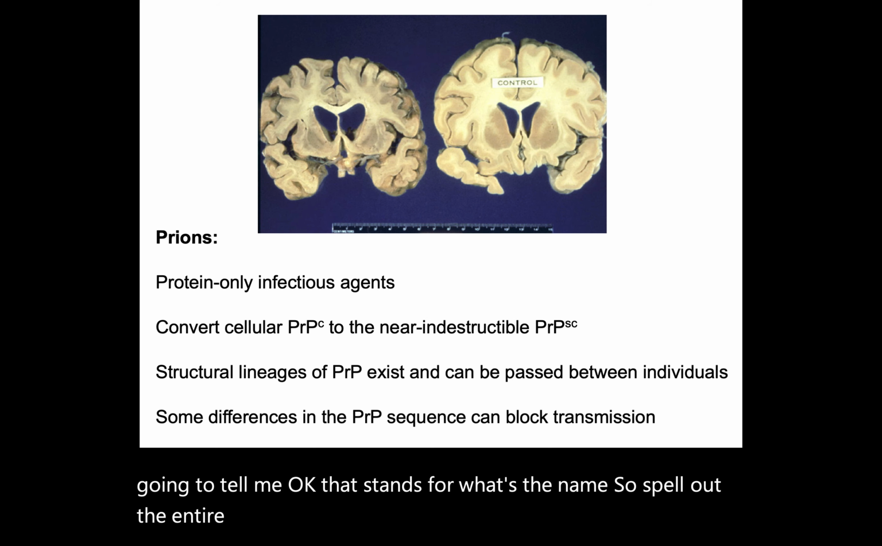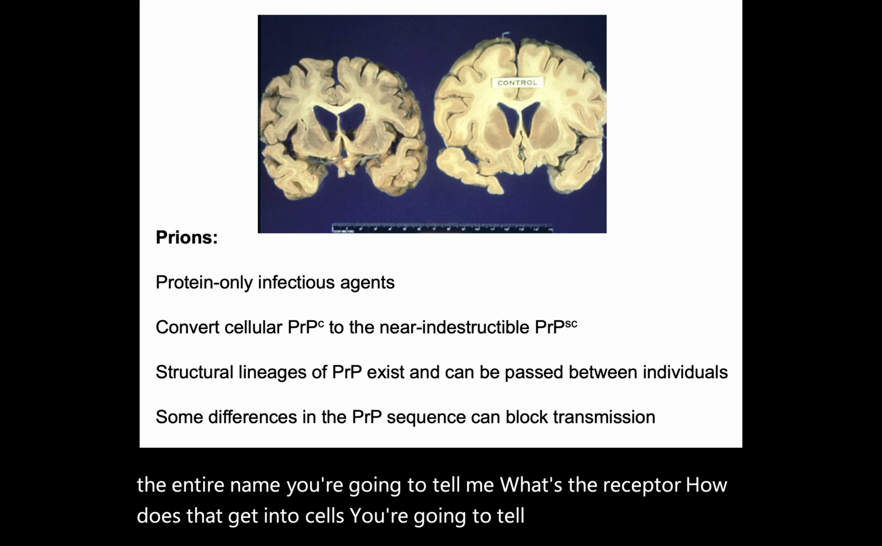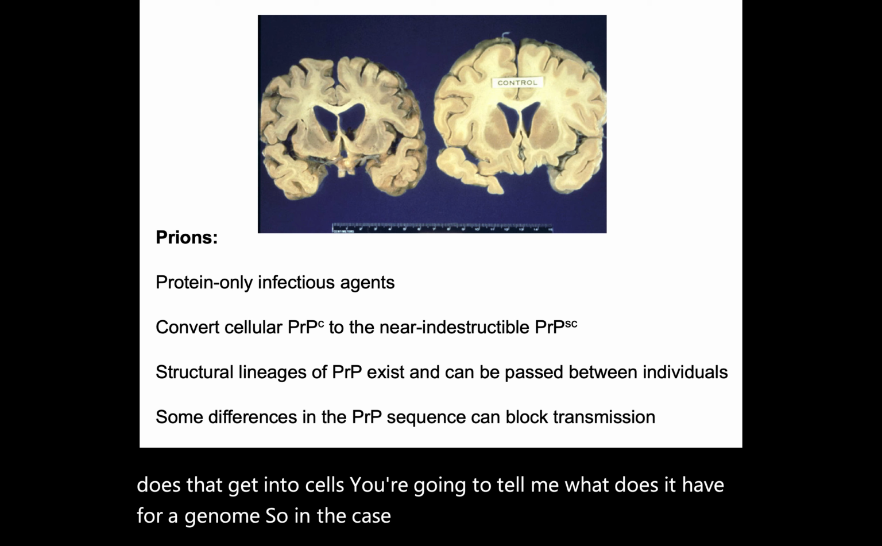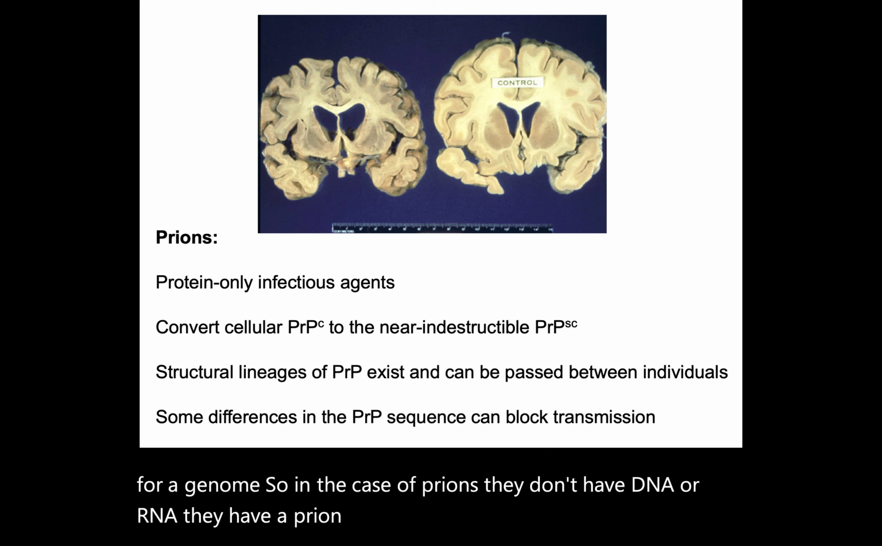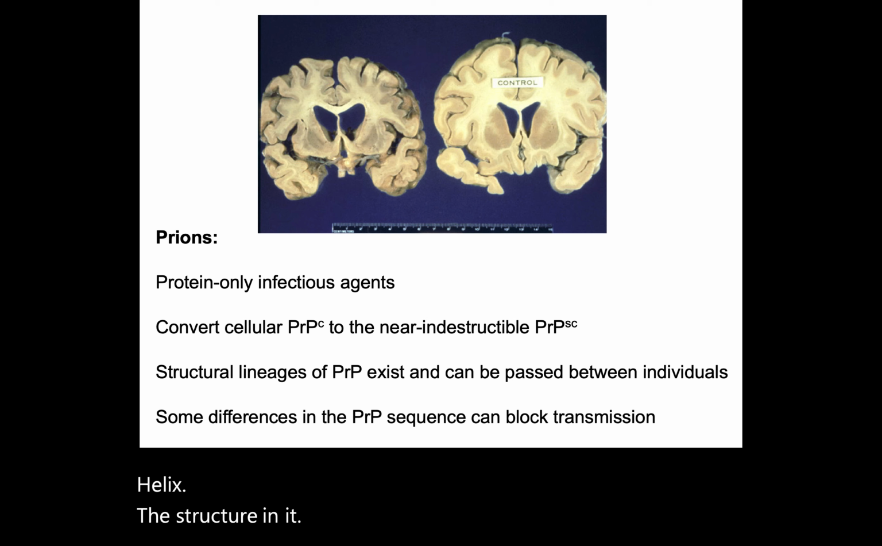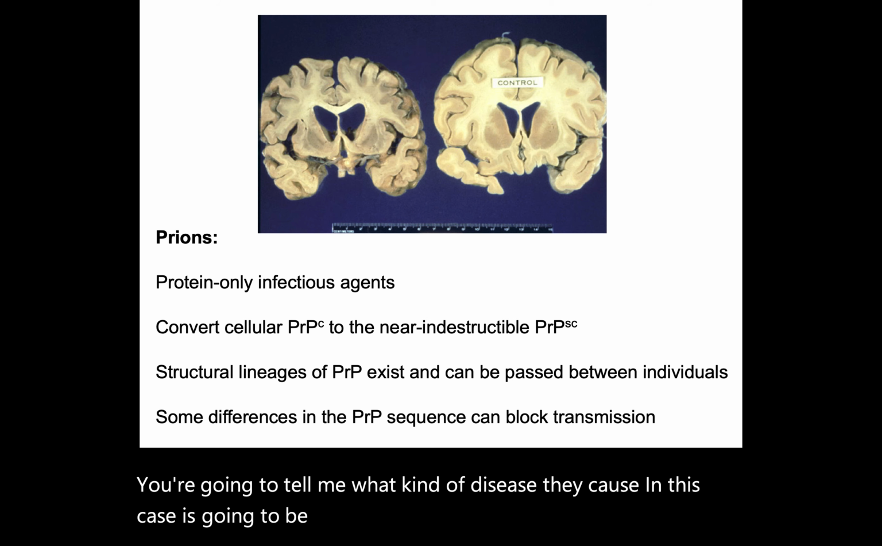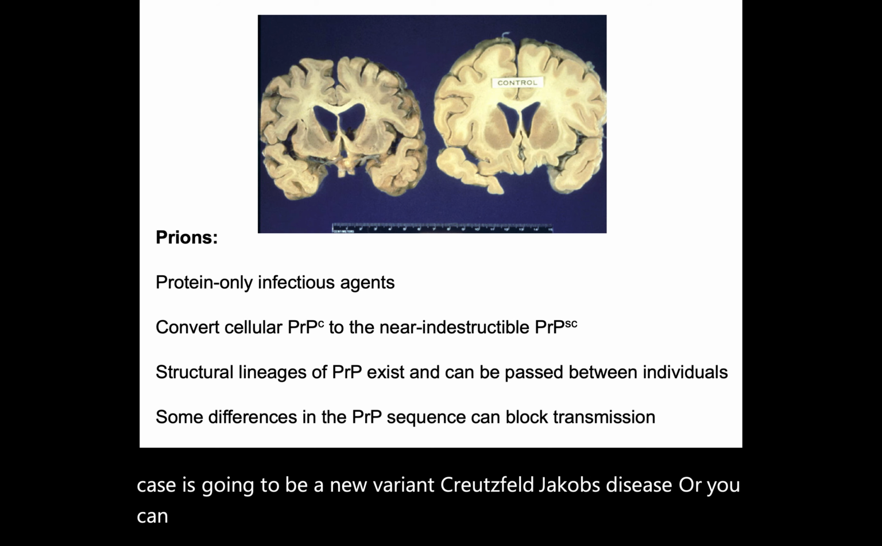You're going to tell me what's the receptor? How does that get into cells? You're going to tell me what does it have for a genome? So in the case of prions, they don't have DNA or RNA. They have a prion protein scrapie form, which has a beta helix structure in it. You're going to tell me what kind of disease they cause. In this case, it's going to be new variant Creutzfeldt-Jakob disease, or you can say Kuru, that's fine.